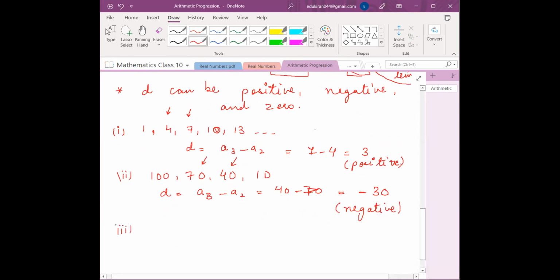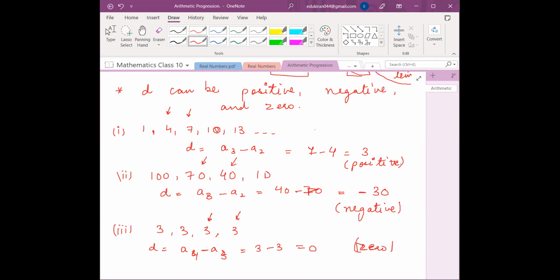And also an example of zero common difference can be this, which I already gave: 3, 3, 3, 3. So the common difference is everywhere 0. D is, let's take the same, A3 minus A2. You can take any, okay? You can take A4 minus A3 this time. So A4 is this, A3 is this. 3 minus 3, which is 0. So this is an example of an arithmetic progression with a zero common difference. So this much about the common difference.